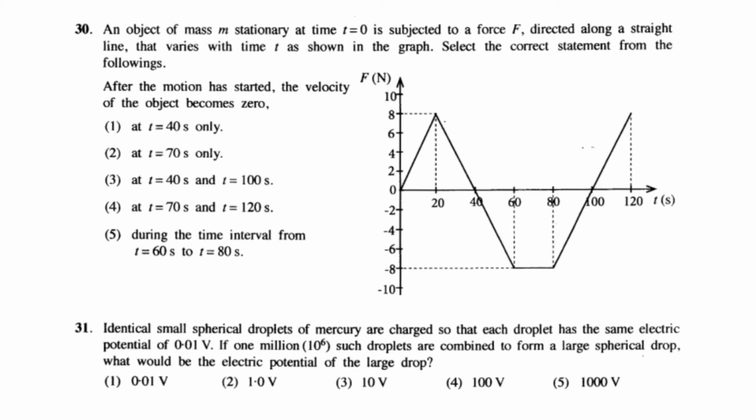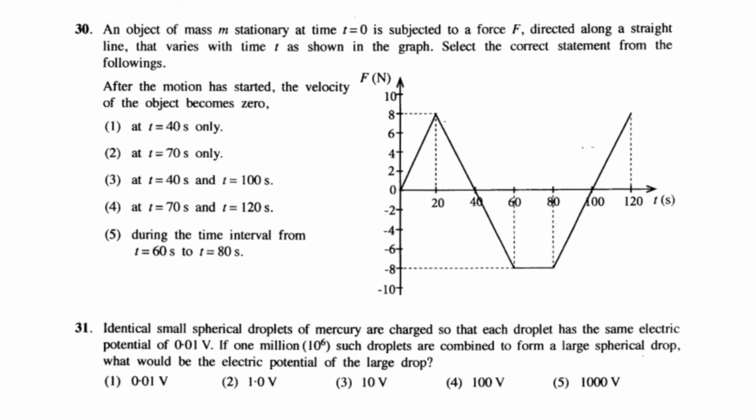Question number 31. 1 million small spherical droplets of mercury combine and form a large spherical drop. Each small droplet has an electric potential of 0.01. They are asking for the electric potential of the large drop. The electric potential of a sphere is given by Q over 4 pi epsilon naught r. Q is the charge of the sphere, r is the radius.